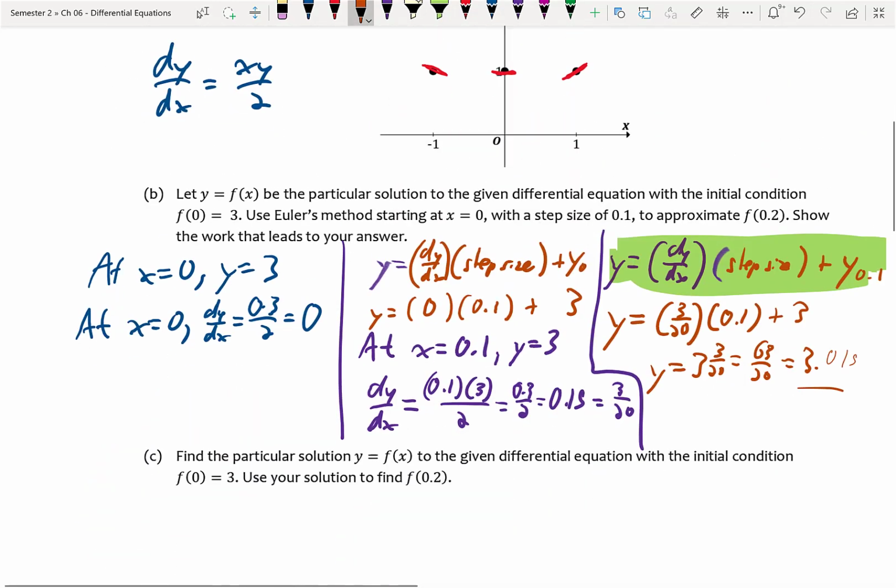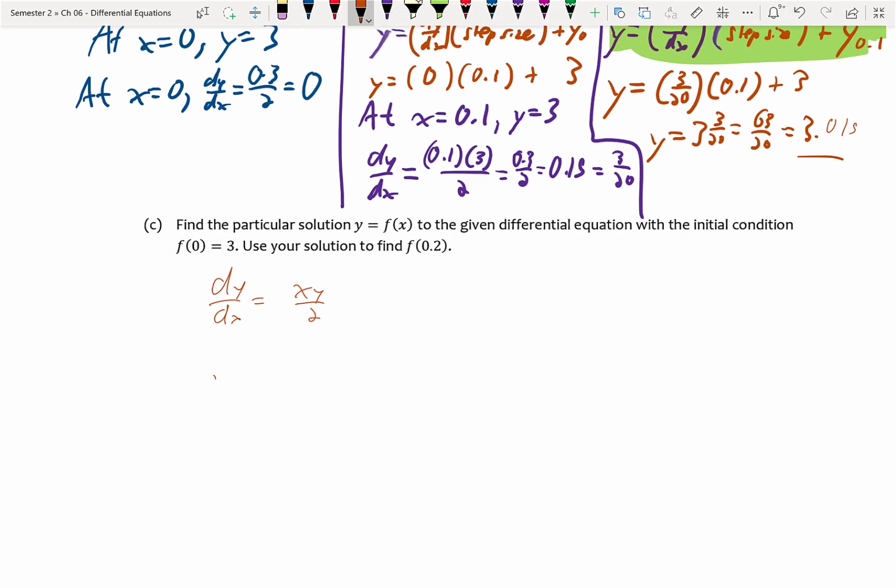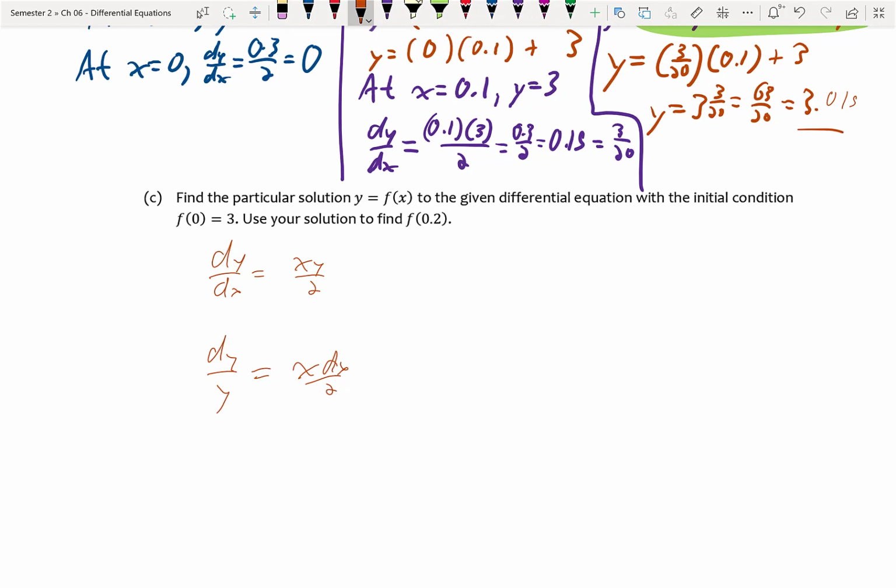So this is a separable differential equation. dy dx is equal to xy over 2. We separate it: dy over y is equal to x dx over 2. Then I take the integration: natural log of y is equal to x squared over 4 plus c, which means that y is equal to e to the, well, we can make that c e to the x squared over 4. It's a different c. Plug in 0. Get 3 is equal to c. So I get y is equal to 3e to the x squared over 4.